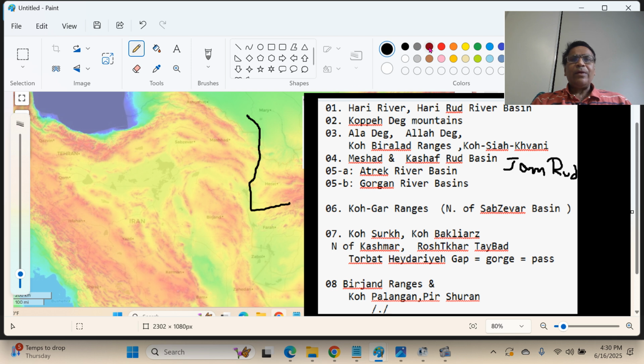Then we talk about the Koppeh Mountains. These are the Koppeh Mountains, the border between Iran and the Turanian area, that is today Turkmenistan, that is the Koppeh mountain ranges.